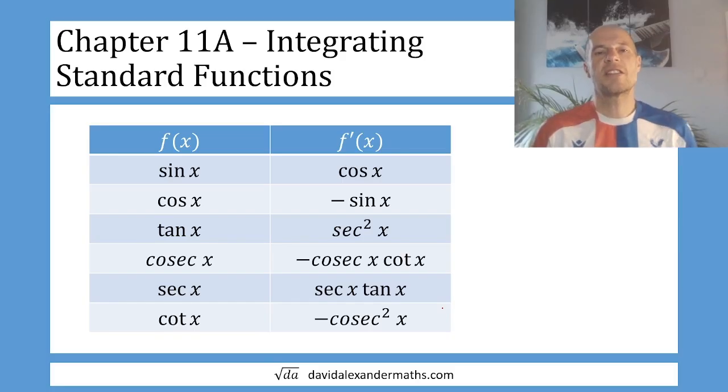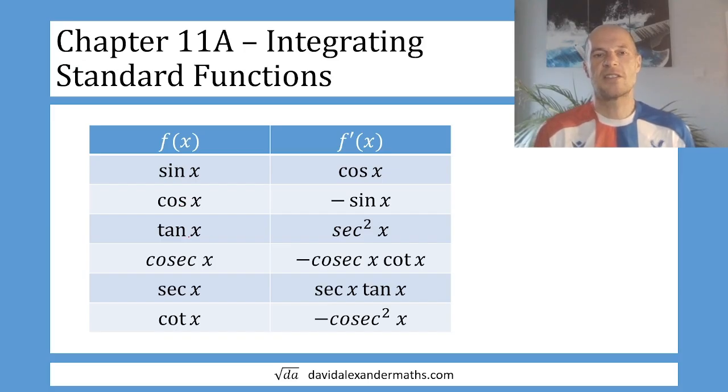So when we're integrating trig functions, we just need to think about differentiation. For example, we know that the sine of x differentiates to the cos of x. So what that means is that the cos of x integrates to the sine of x. Cos of x differentiates to negative sine x, so negative sine x integrates to the cos of x, and that would also mean that positive sine x would integrate to negative cos x.